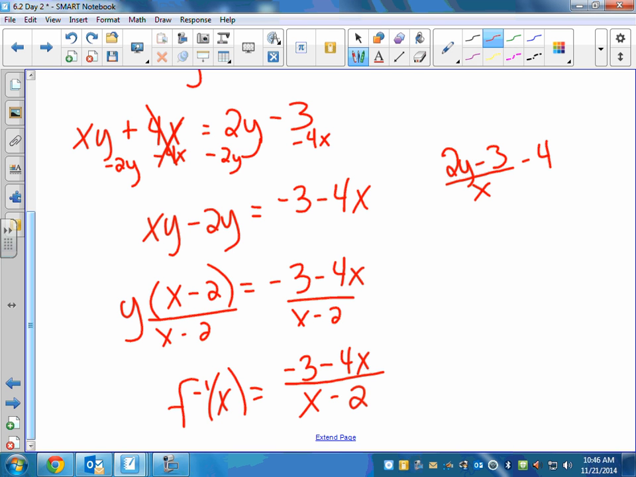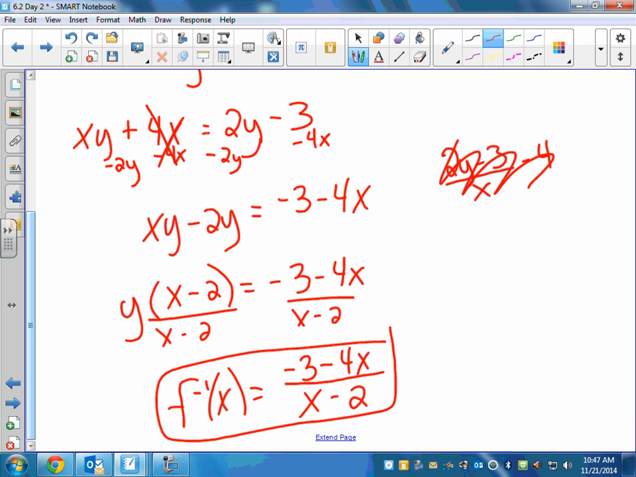Just keep going. Right? So that's the problem. You can't have an inverse that still has a y in it. You have to get y all by itself. So this is really the best method. Multiply it over, get your y's together, factor it out, divide it back over. And it'll always end up being another rational function.